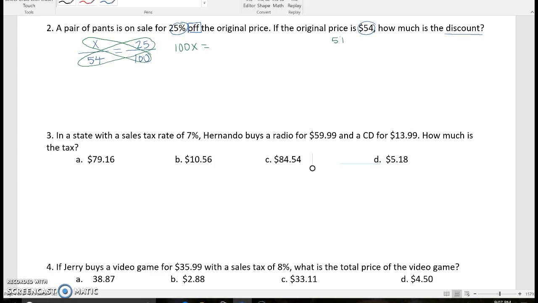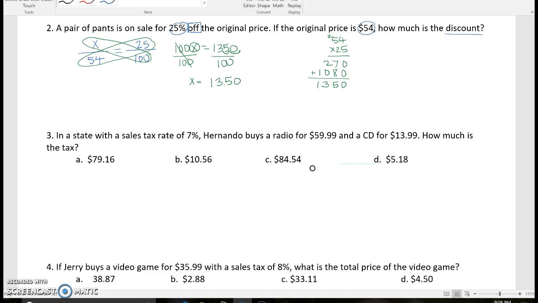So 54 times 25. 5 times 4 is 20, and so on, add it up, and I get 1,350. But I need to get x by itself, so I'm going to undo the 100. I divide by whatever's next to x. When I divide by 100, like I said, I can just move my decimal 2 places. So I have x equals 13.50.